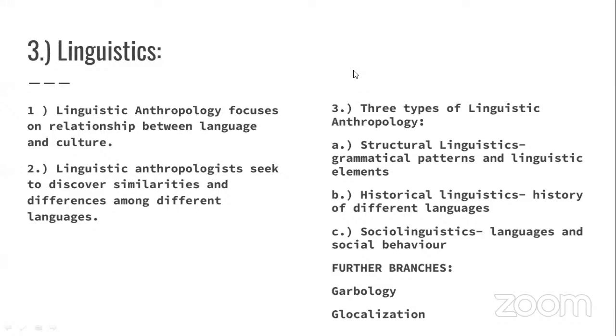Linguistic anthropology is also divided into three types. Number one is structural linguistics. Structural linguistics explores how language works itself. It focuses on grammatical patterns and linguistic elements, and compares them to learn how contemporary languages mirror each other and how they differ from one another. They focus on the structure of a particular language, how it is designed, what its grammar is, and what the basic elements of that language are. Then they compare two or three, or multiple different languages, and come to a conclusion of how these languages are different from and similar to one another.